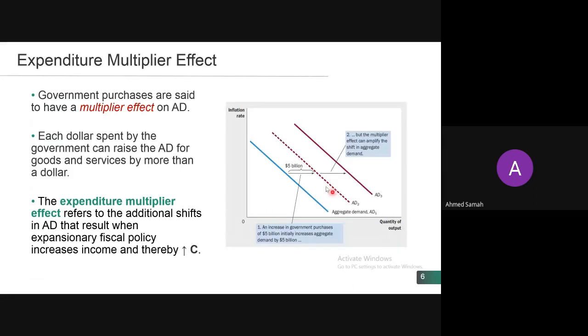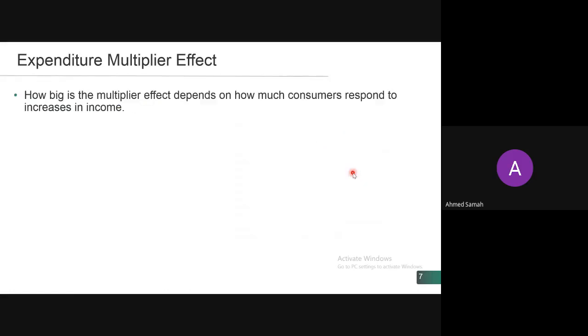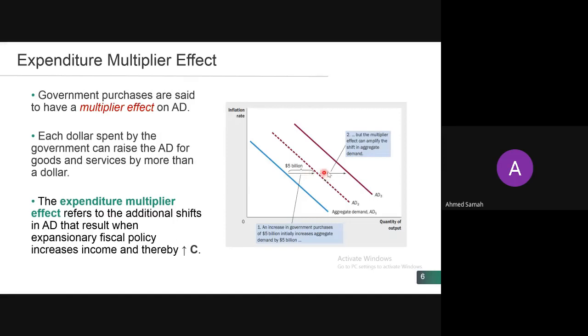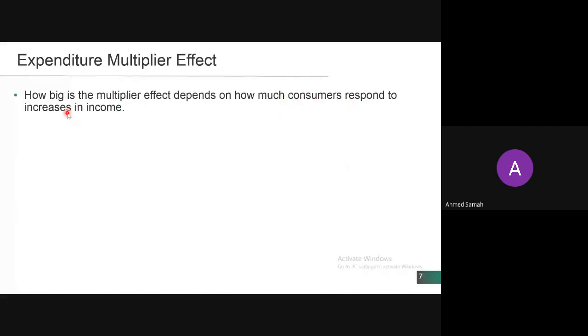Then there will be a further shift in the aggregate demand curve through the multiplier effect, because with the government's expansionary fiscal policy, the income of the people will rise, and the consumption and investment by households and businesses will also increase. So it will cause the aggregate demand to shift even further. How big the multiplier effect is depends on how much consumers respond to increases in income. So for the 5 billion, the shift depends on how much consumers respond to increases in their income through tax reduction or government salary increases.